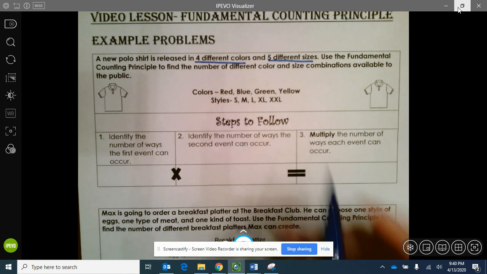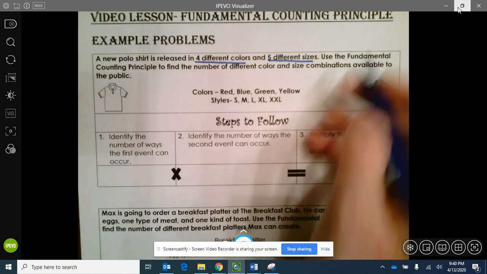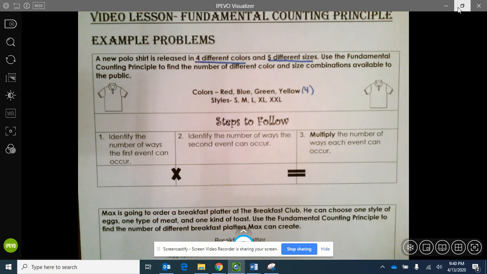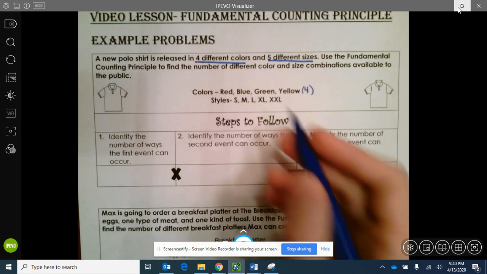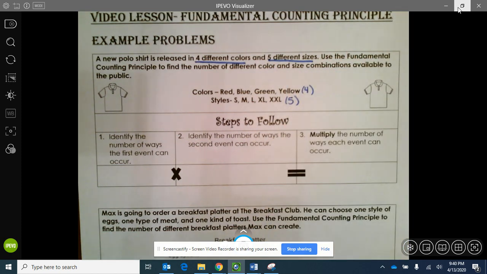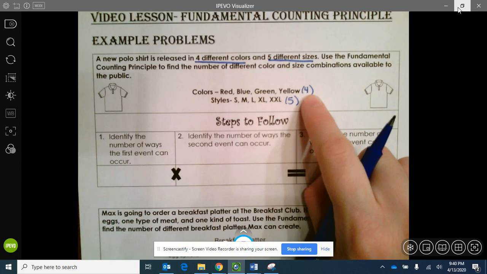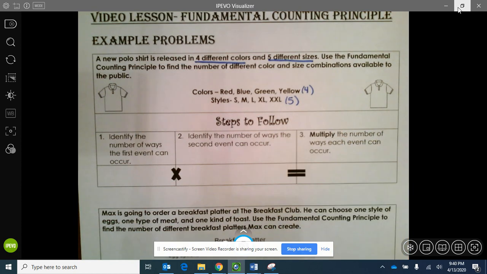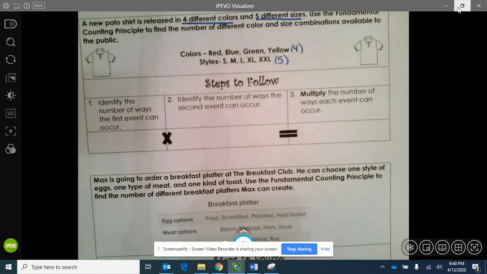So if you look, here are your colors: red, blue, green, and yellow, so there are 4. Here are your sizes that you could have, so there are 5. Okay, now all the fundamental counting principle tells us to do is to find the total number of possible outcomes. We just need to multiply how many options we have for colors and how many options we have for sizes. So here are your steps.